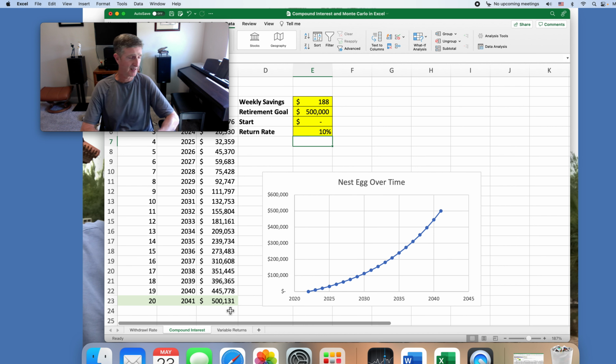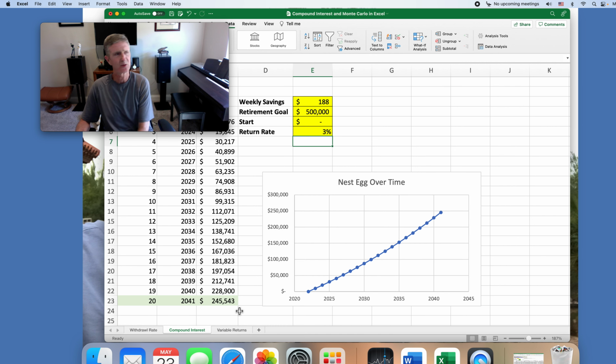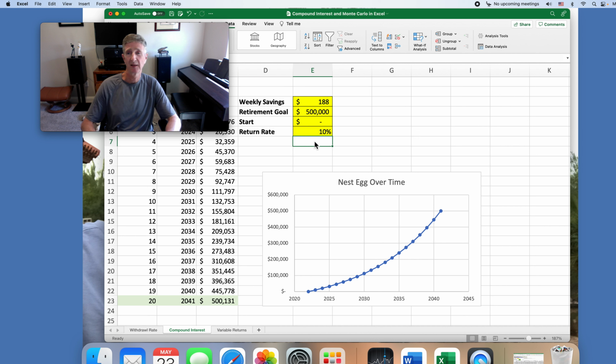So what gives 10% interest? Gold is 4%. We talked about that in the first video. Bonds are 6%. Right now, CDs are maybe 2%. Let's say 3%, but that'll only give you 245,000, which is less than half of what we did at 10%. So what gives us 10%?